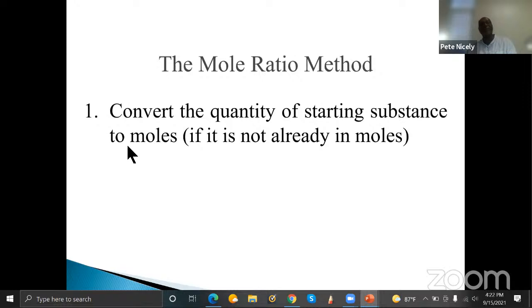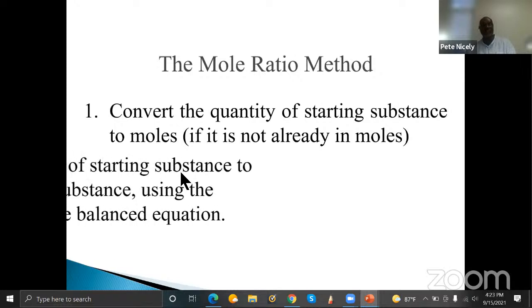So the first step is that you convert the quantity of the starting substance to moles. So for example, if you're given the amount in grams, then you'd have to convert to moles. And we know how to do that based on what we have done in the previous chapter. Now, that is if it is not already given in moles, because in some cases, the question might be generous enough to give you the mole value already, which you don't need to calculate. So if you're given a mass in grams, then you need to convert it to moles in order for you to move to the next step, right?